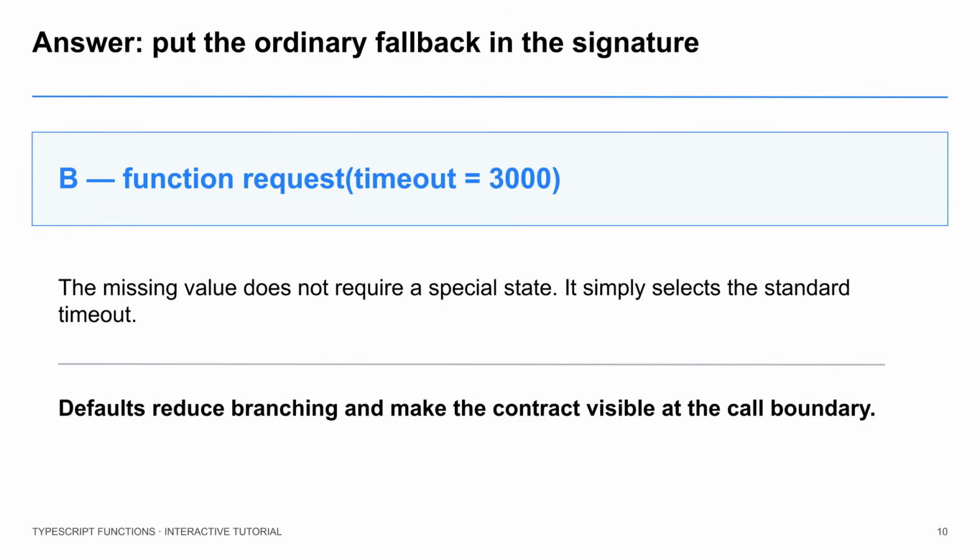The best answer is B. The absence of a timeout does not represent a special state. It means use the normal 3-second value. A default parameter communicates that rule immediately and removes the need for extra handling inside the function.